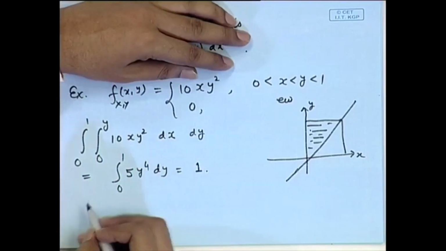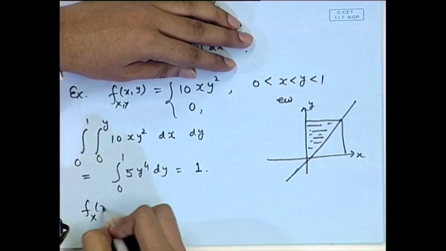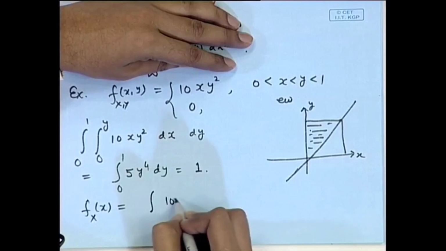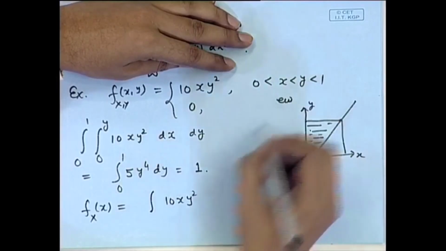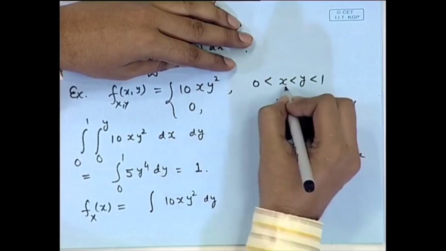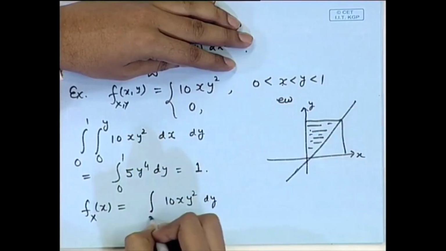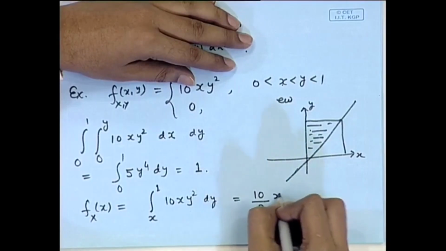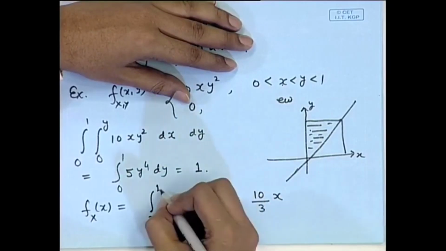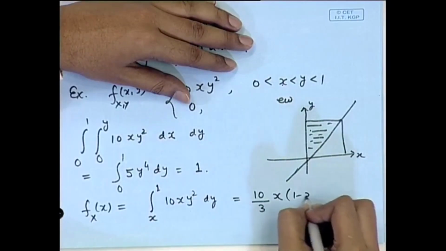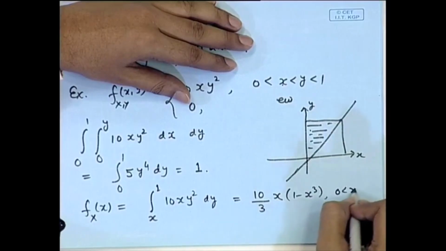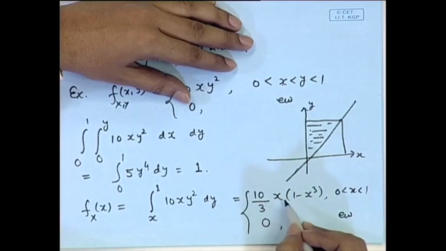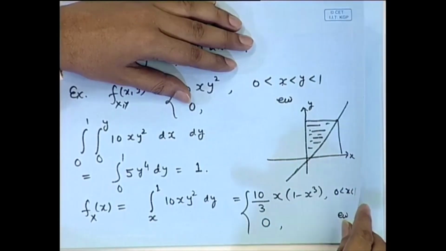We may look at the marginal distribution of x. That is obtained by integrating with respect to y. If we integrate with respect to y, the range of y will be from x to 1. This gives 10 by 3 x into y cube from x to 1, that is 1 minus x cube. So, the marginal distribution of x is given by 10 by 3 x into (1 minus x cube).